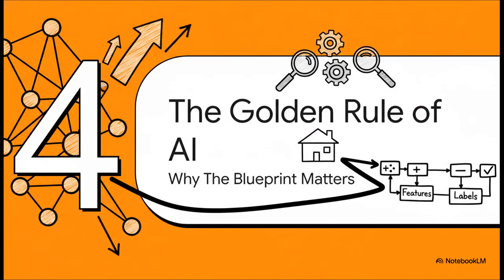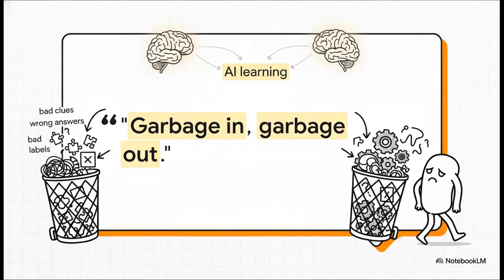So, why does all this matter so much? Why have we spent all this time talking about a simple blueprint of features and labels? Well, it's because it leads to the single most important rule in all of artificial intelligence. You've probably heard this saying before, right? But in AI, it is the absolute law. If you feed a model messy features or wrong labels, basically bad clues and incorrect answers, you can bet the predictions it makes will be just as bad. The quality of what you get out is 100% dependent on the quality of what you put in.